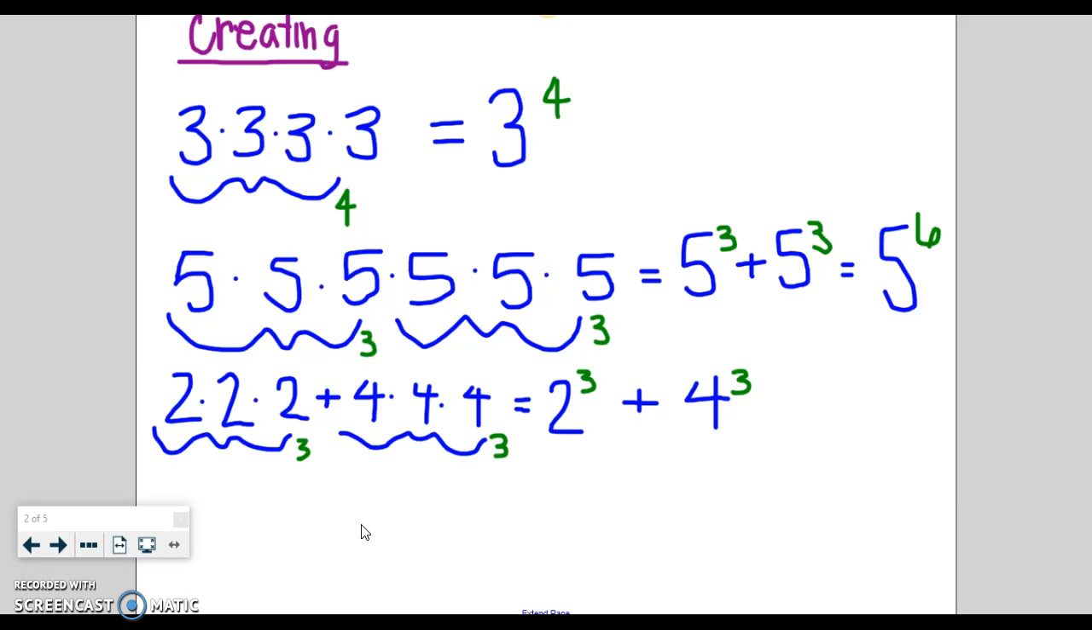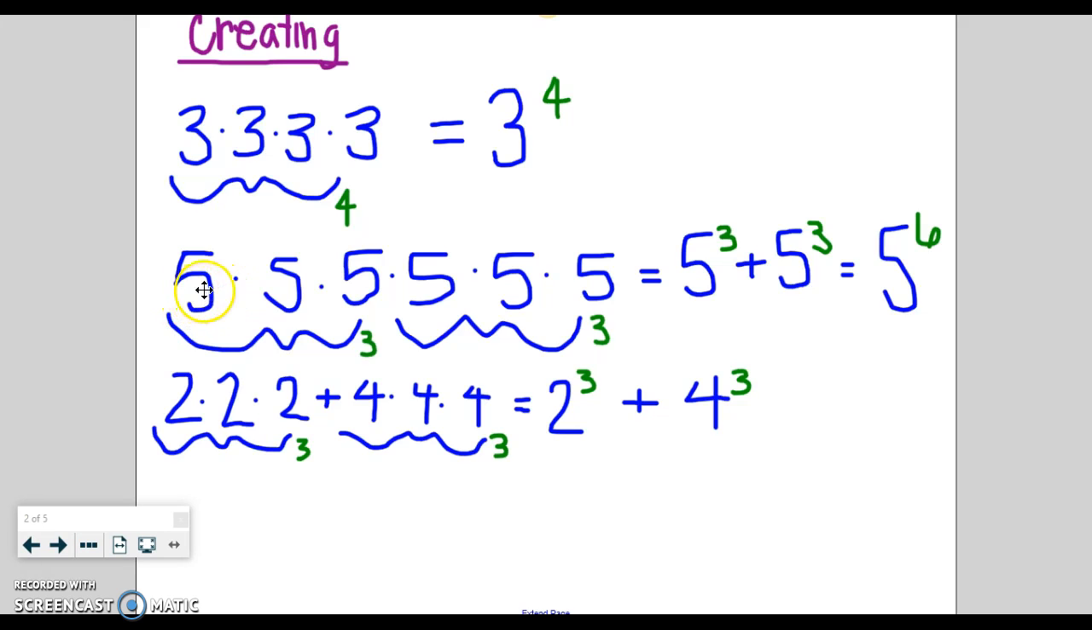Alright, the first examples, we are going to create numerical expressions using exponents. So for this first example, I have 3 times 3 times 3 times 3. Since there are 4 3's, that is the number of the exponent. And then you just keep the base number, which is 3. So it would be 3 raised to the 4th power.